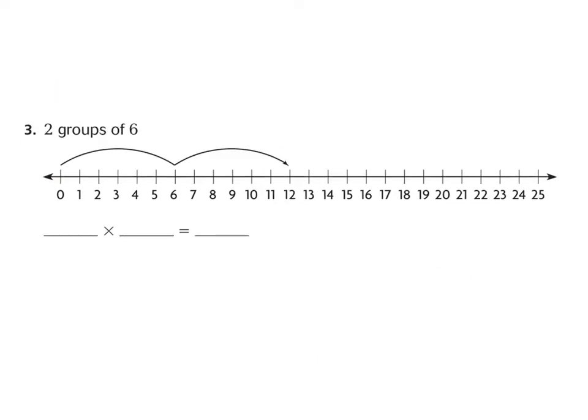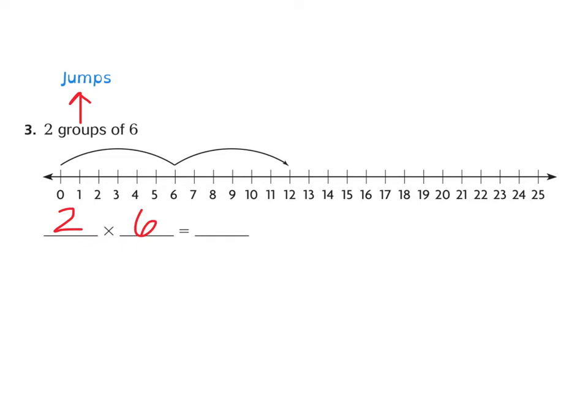For number 3, we will write the multiplication sentence that the number line shows. Remember that 2 groups is the same as 2 jumps on the number line. I can see that this number line has 2 jumps. So my first factor is 2. Remember, each jump, if we start at 0, is a group of 6. So 6 is my second factor.